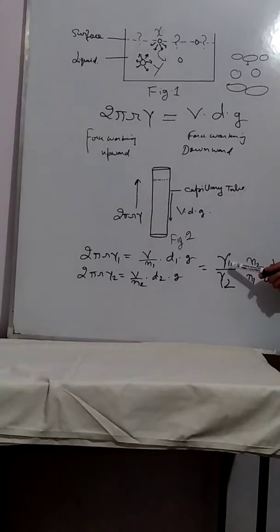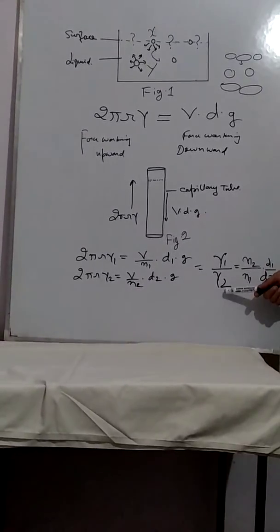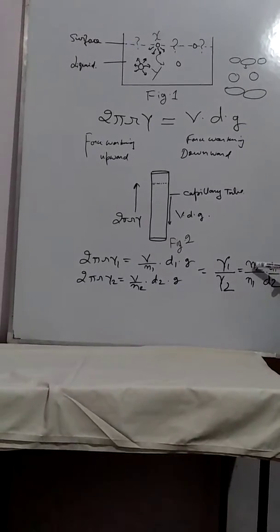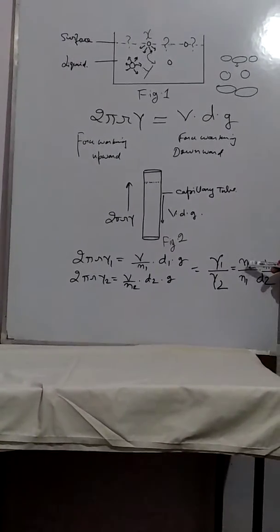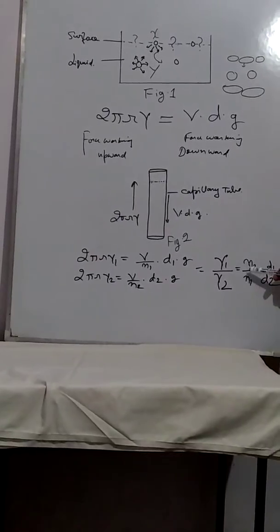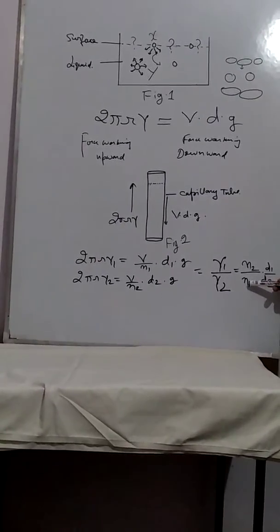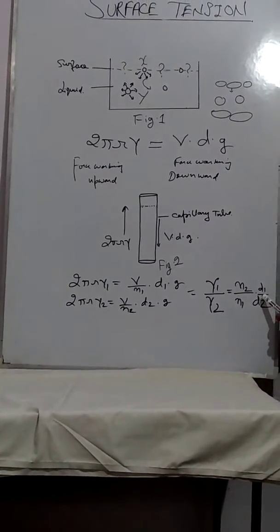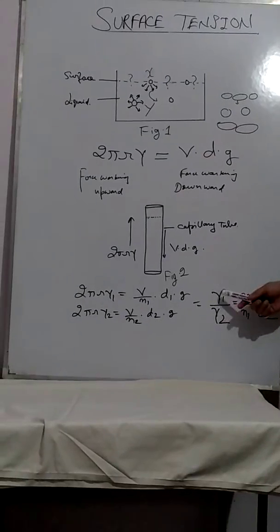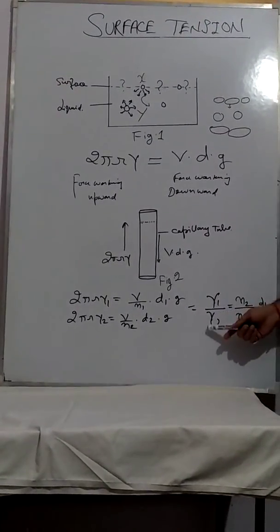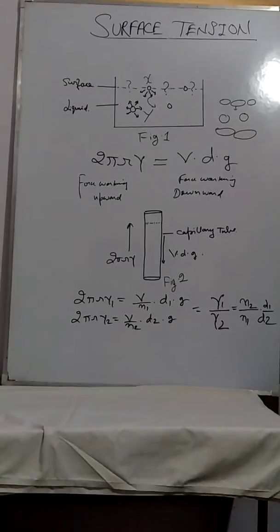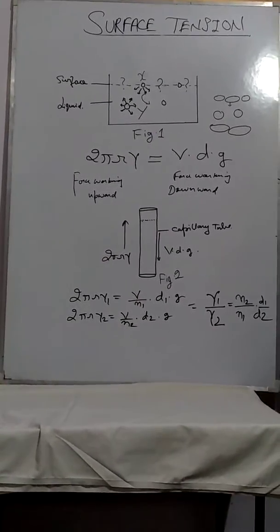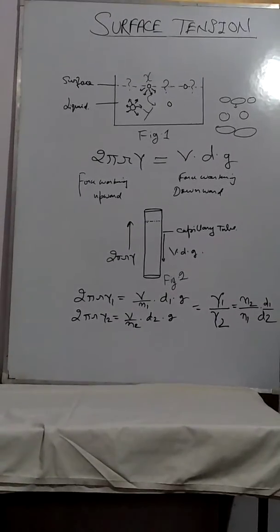So γ1 is the surface tension of water which is known. γ2 we have to determine. N2 is the number of droplets of the unknown liquid from the stalagmometer, and N1 is the number of droplets of water from the stalagmometer. d1 is the density of water and d2 is the density of the unknown liquid. When we put in the values of all these, we can easily determine the value of γ2. In this way we can easily come to know the value of surface tension of given unknown liquids.